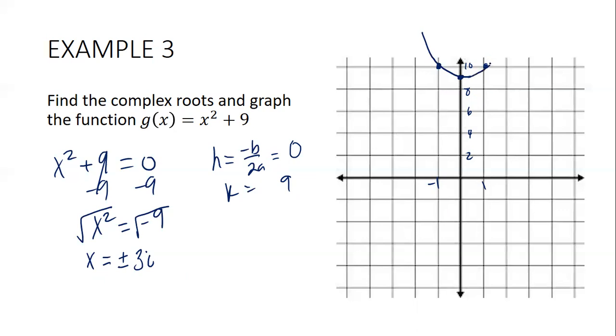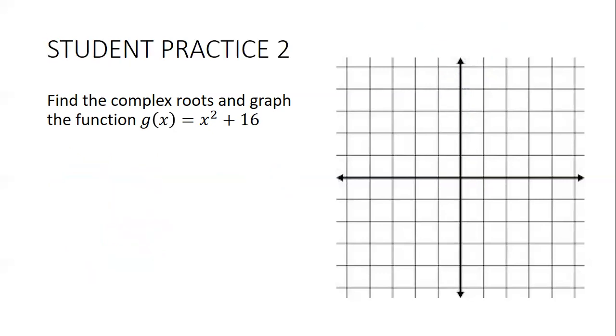My pen stopped working halfway through. All right, so there's my graph, and here are my complex roots that I cannot calculate by looking at the graph. So this is an example of why, even if you graph this using a graphing calculator, would you have your roots? Nope. You still have to be able to find them. All right, here's your student practice. Your turn.